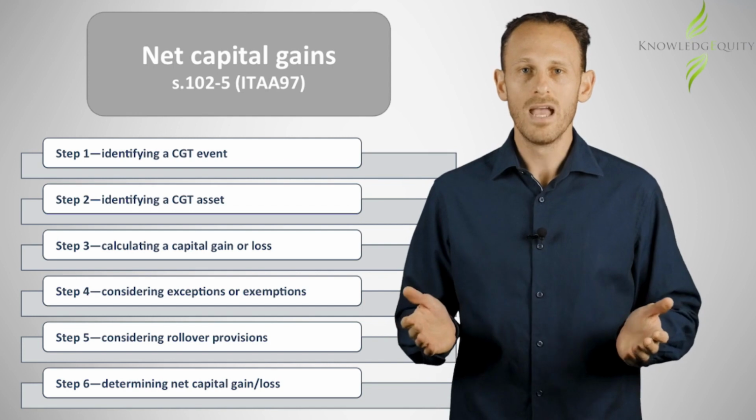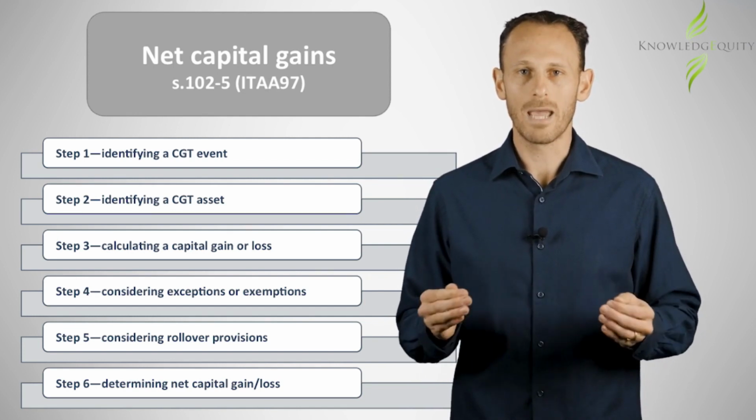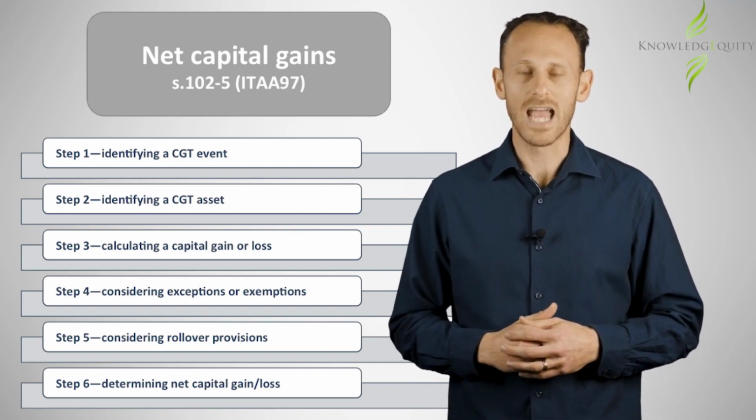To recap, there are 6 steps in calculating the net capital gain. And net capital gain is included in assessable income because it is statutory income.